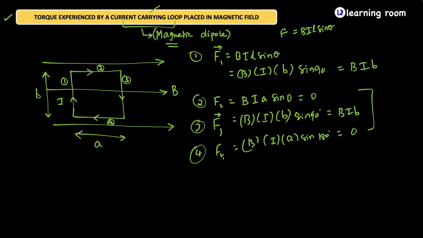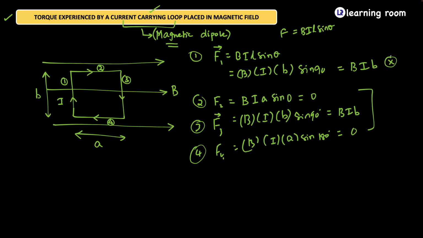Apply Fleming's left-hand rule. Forefinger in the direction of field, central finger in the direction of current, and thumb in the direction of force. So forefinger in the direction of field, central finger adjusted so that it comes in the direction of current, and extend the thumb. The thumb is pointing into the plane. So the force experienced by the first conductor is into the plane, meaning this conductor left to itself will start moving into the plane.